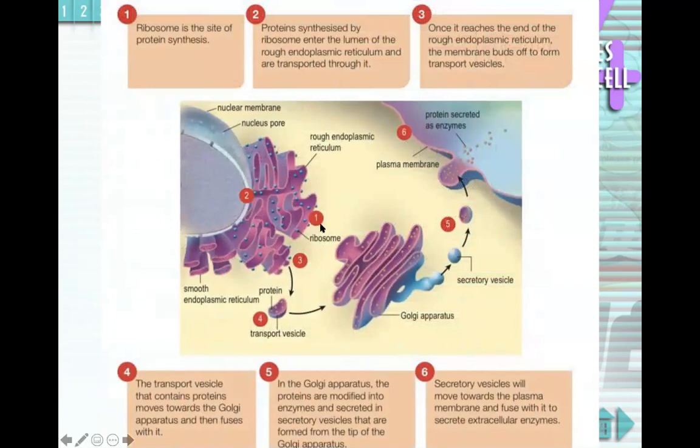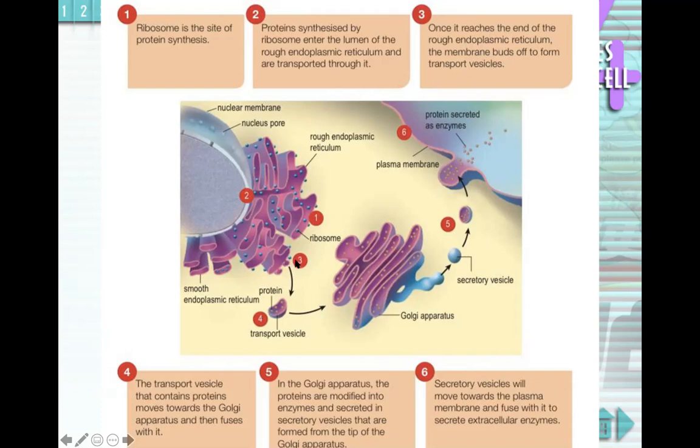We go by number. Number one, we know that this is rough endoplasmic reticulum. Rough endoplasmic reticulum contains ribosome, so ribosome will produce protein. The protein synthesized by ribosome enters the lumen of rough endoplasmic reticulum and is transported through it. Once it reaches the end of rough endoplasmic reticulum, the membrane buds off to form transport vesicle.